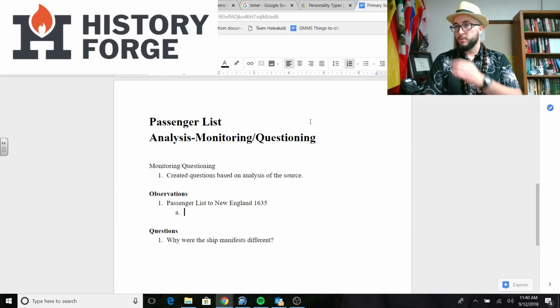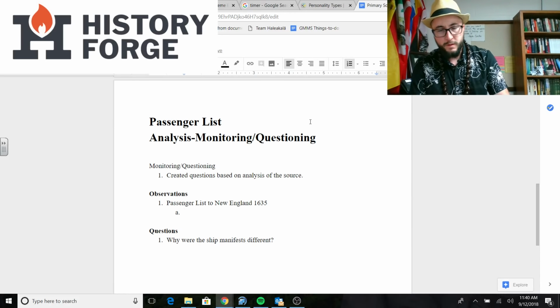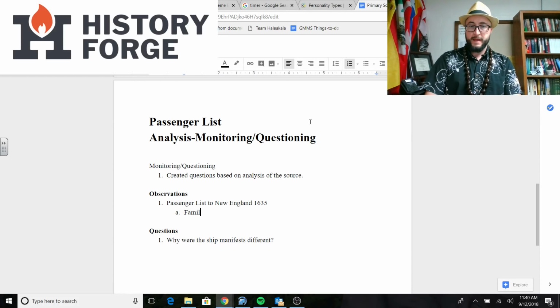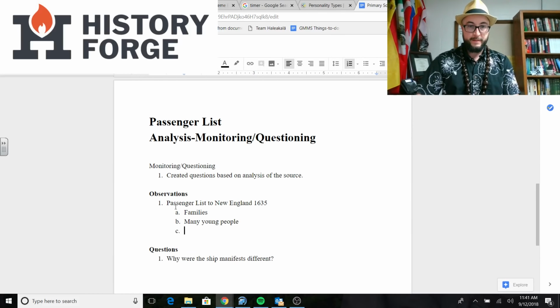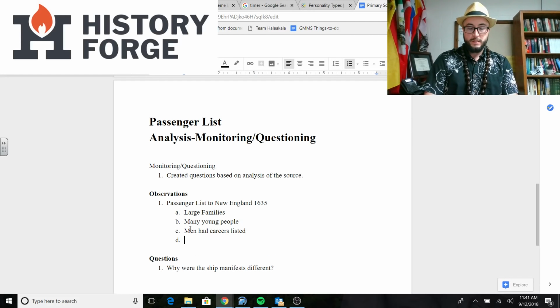And then I'm going to go ahead and write the families. I'm going to be very brief, especially since I'm doing this. I don't want to take people's time too much. So I'm going to say families. I'm going to say many young people. Actually, I'm going to go back to families. I'm going to write large families. I'm going to say men had careers listed. There were women too, but none had careers listed.